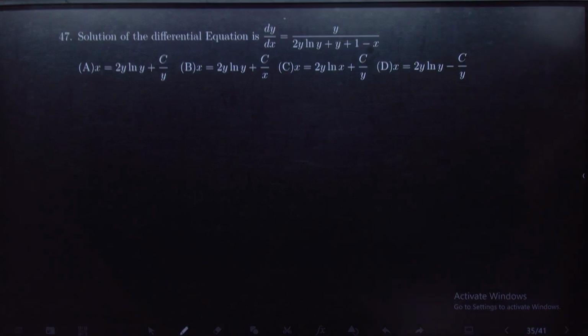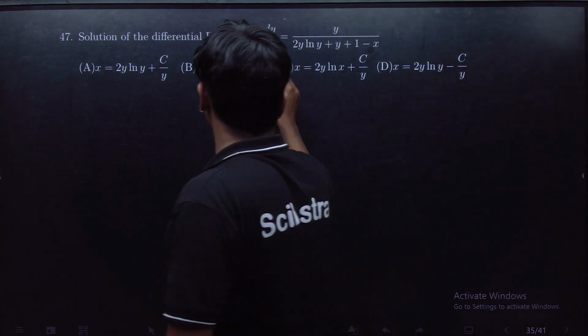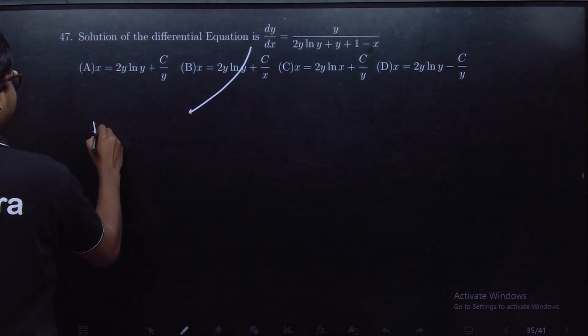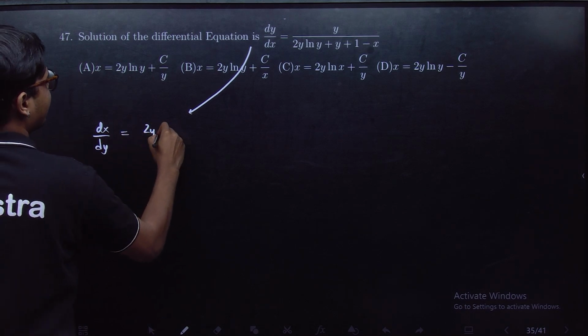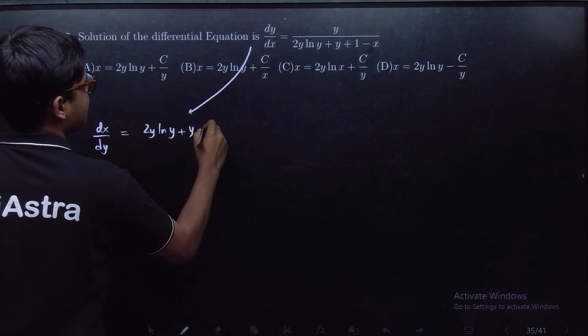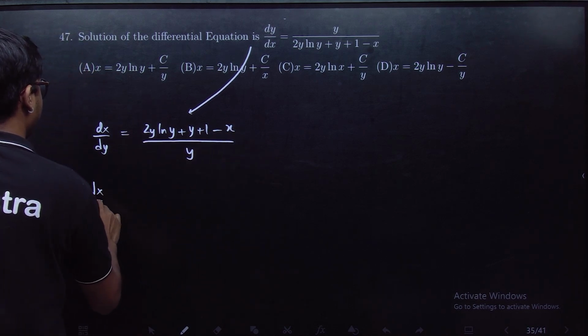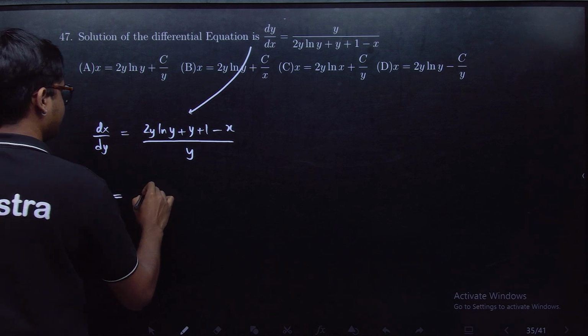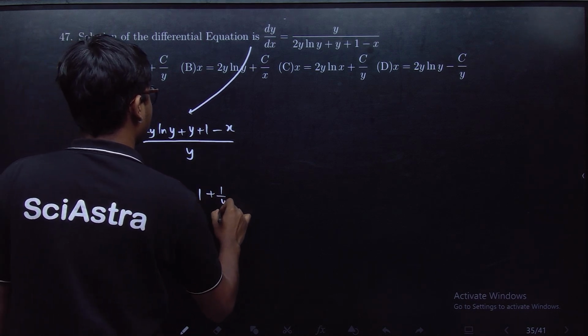Coming to question 47. The solution of the differential equation dy by dx equal to y by 2y ln y plus 1 minus x is what? Okay. Right. So obviously we don't want this complicated thing in the denominator, right? So if I take the reciprocal of this, I'll get dx by dy is equal to 2y ln y plus 1 minus x divided by y, right?